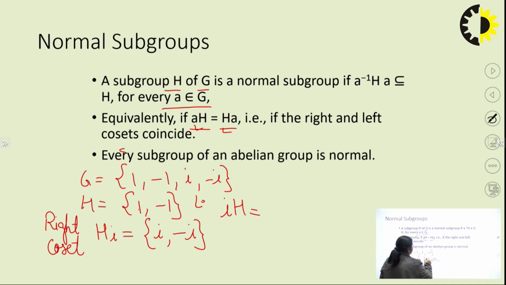What is my left coset? It is i into H. So i into 1 gives i, and i into minus 1 gives minus i. So here I can see that Hi is equal to iH. So my subgroup is a normal subgroup. When left and right cosets coincide, it is a normal subgroup. Every subgroup of an abelian group is normal. This group was an abelian group, so its subgroups are normal subgroups.